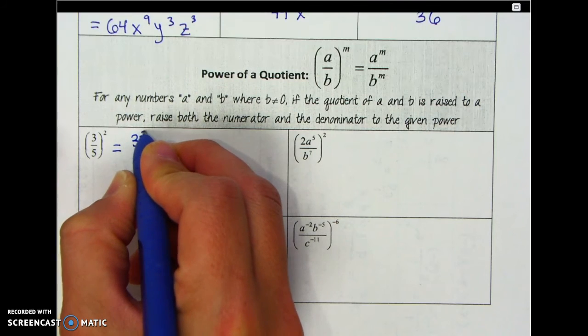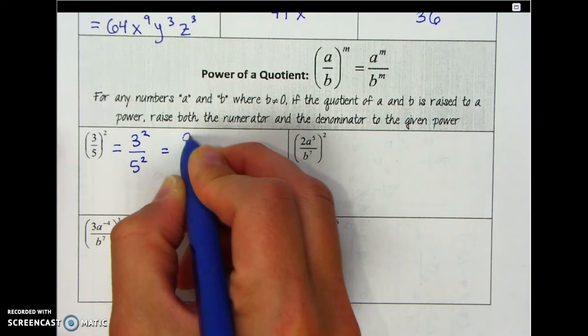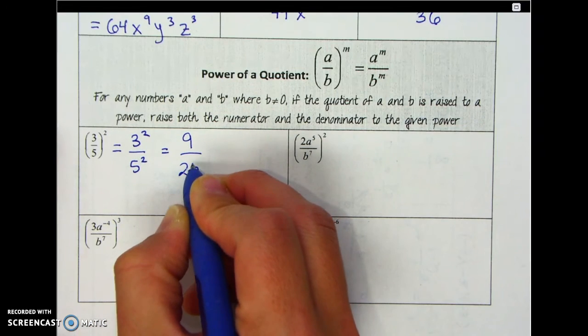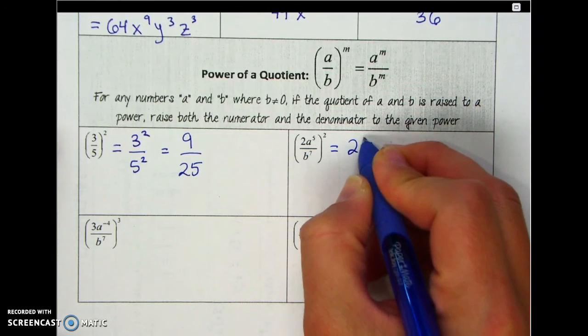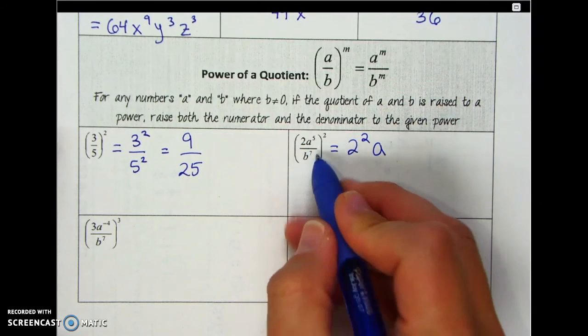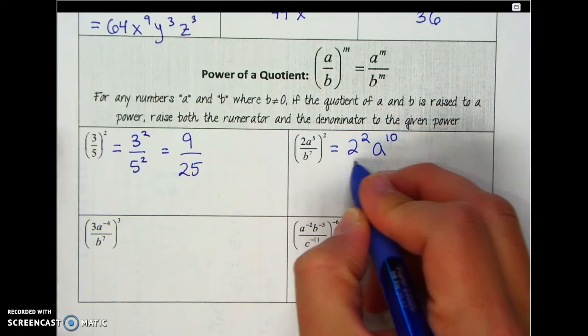So this would be 3 squared over 5 squared. Do you know what these are? And we're done on that one. Here we go. Next one. 2 squared. A already has a power of 5. So what are we going to do? Power of a power. We multiply.